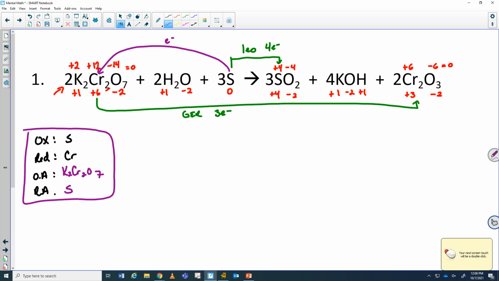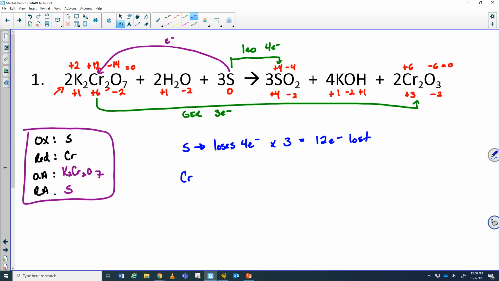So now we're going to look at our electron transfer. How many electrons are transferred? Let's start off with sulfur, because that's probably the easier one. So sulfur loses 4 electrons. 1 sulfur atom does. But there are 3 sulfur atoms. So it loses 4 electrons per sulfur, so we're going to times it by 3 sulfurs. I'll just take that out. I don't want to confuse things here. So that would make a total of 12 electrons lost.